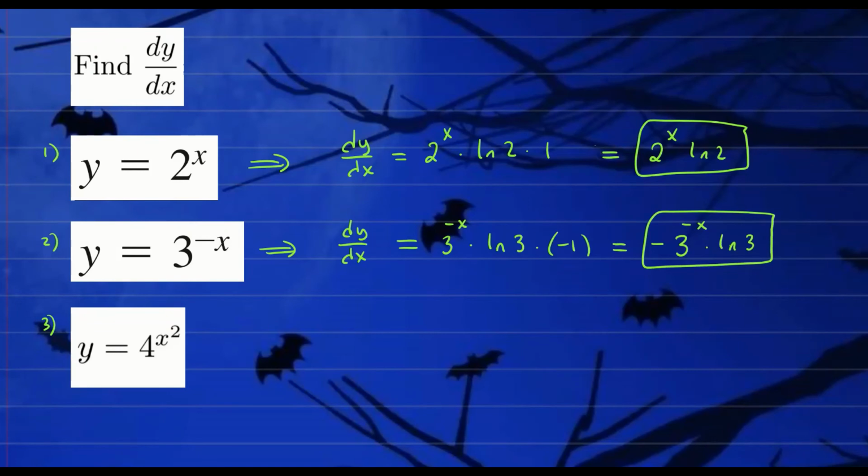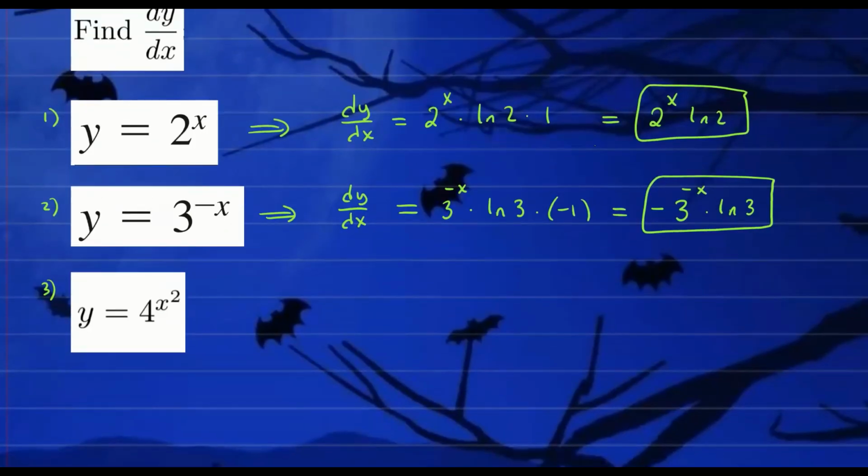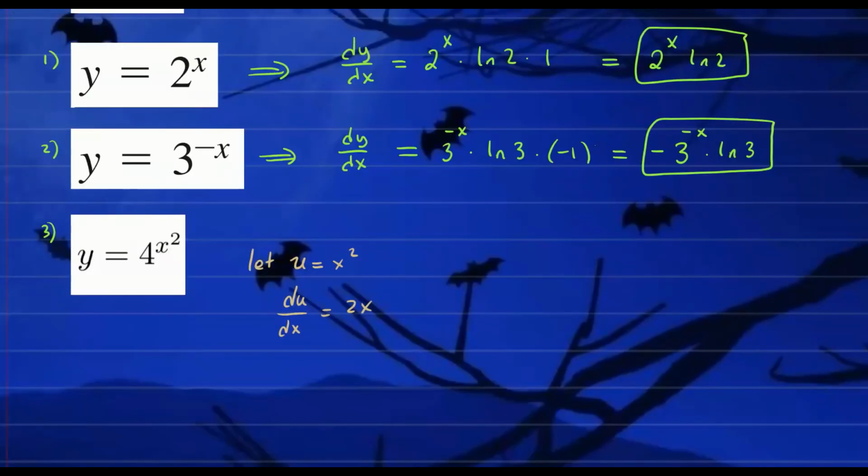For the last one here, if you don't see that, it's done the same way as the previous two. But if you want, you can do a quick U substitution. So why don't we go ahead and do that? Let's approach this differently. Let u be equal to just what's in the exponent, that's x squared. Then the derivative of u with respect to x is simply 2x. So that's my quick U substitution.